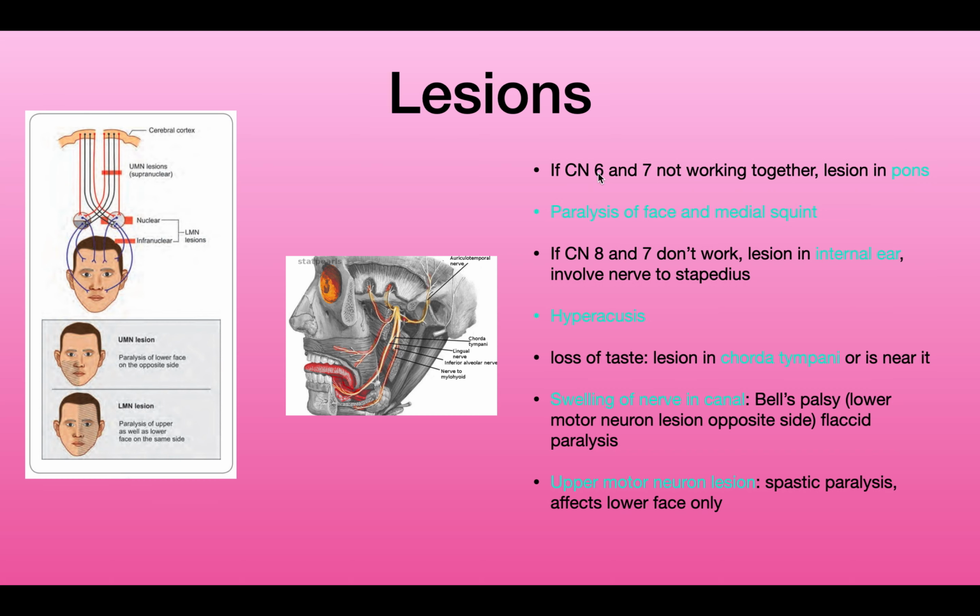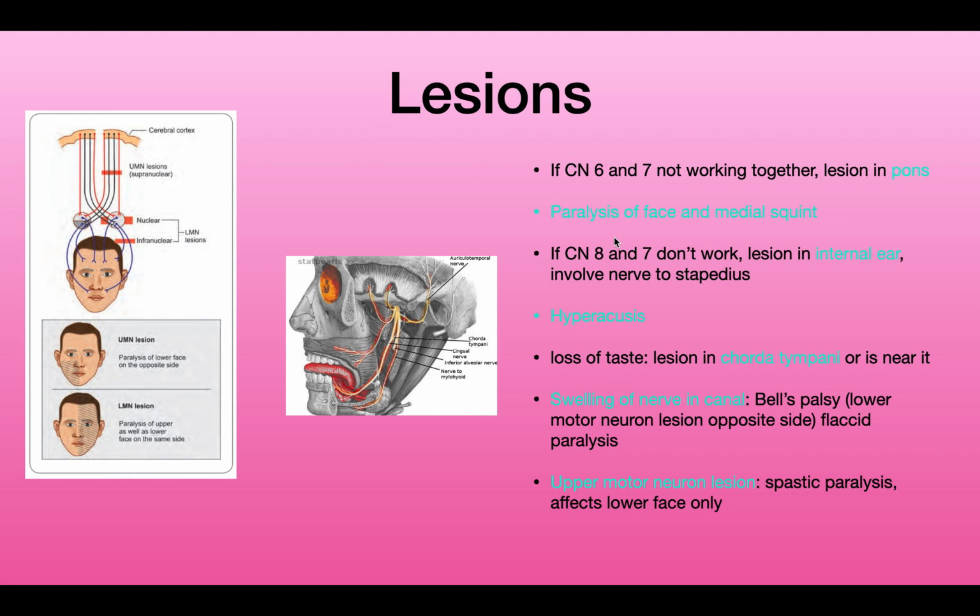If cranial nerves 6 and 7 are not working together, there's going to be a lesion in the pons. And that's going to result in the paralysis of the face and a medial squint. So the medial squint is from this cranial nerve number 6. Paralysis of the face is due to cranial nerve number 7.